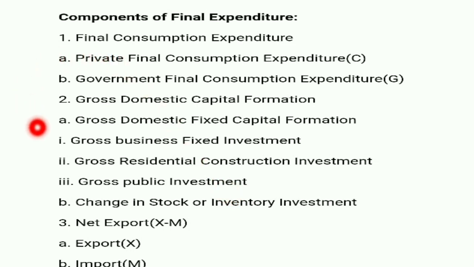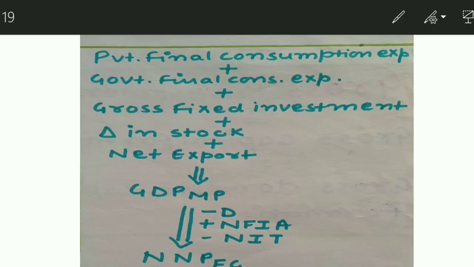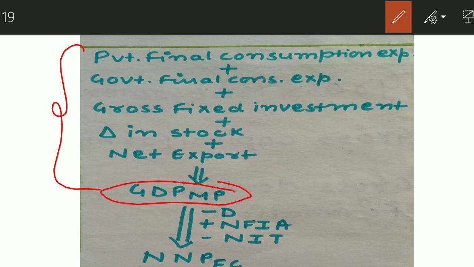So when we add all these together, we will reach gross domestic fixed capital formation. And when we add gross domestic fixed capital formation with change in stock, we will reach gross domestic capital formation. Then the fourth component is net export, which is exports minus imports. Now you can see that once we have found GDP at market price by adding all these components together, we can reach NNP at factor cost easily by subtracting depreciation, adding NFIA, and subtracting NIT from it.